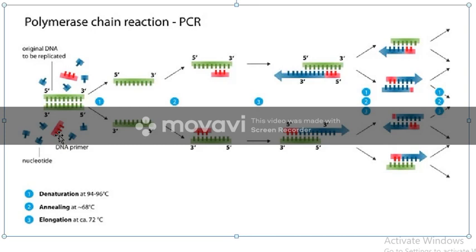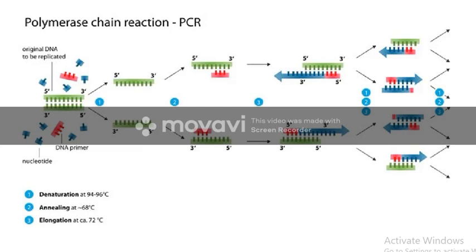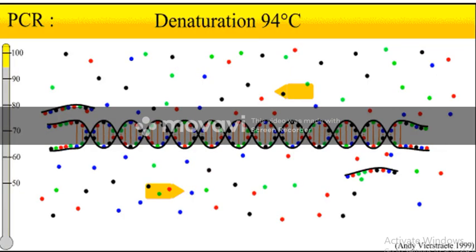So this is what happens in the polymerase chain reaction. We can have as many cycles as we want and continue it. In short, the polymerase chain reaction goes this way: denaturation followed by annealing and then extension.